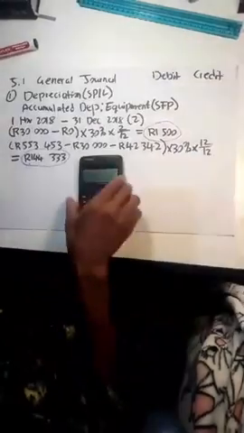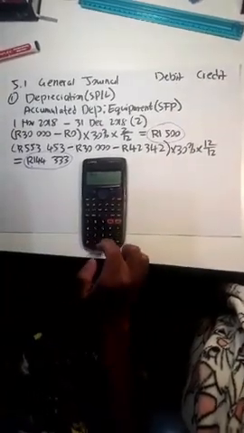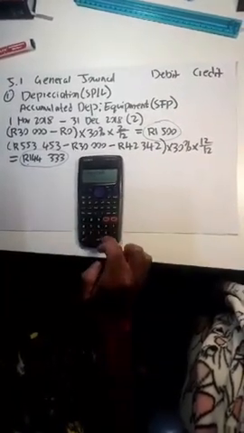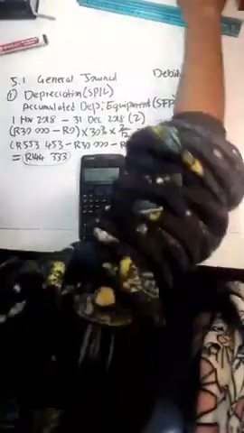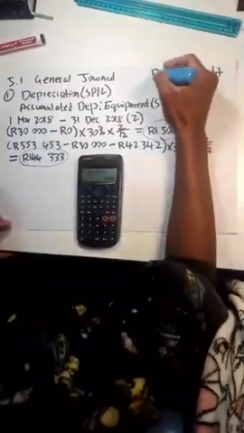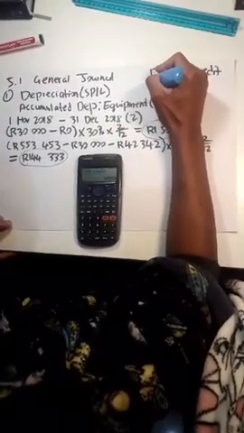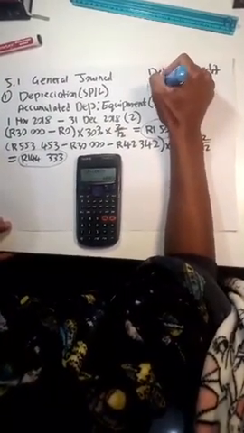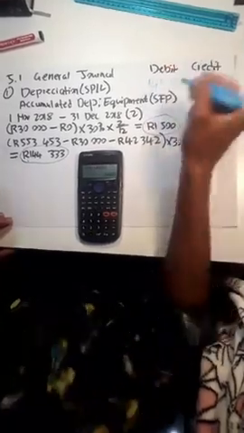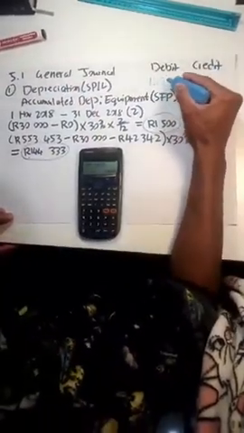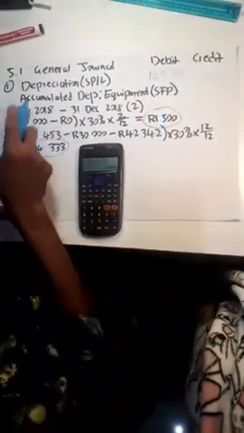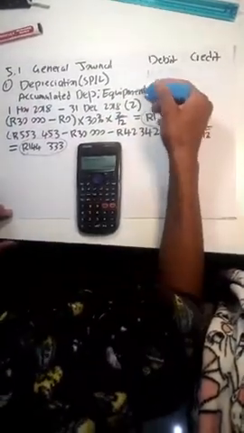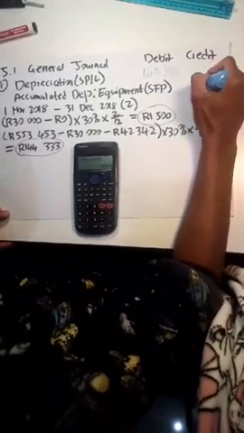And then when you add these two, you have 1,500 plus 144,333. You get 145,833. Okay, let me use a different color. Let me know if you can see this blue. So you debit your depreciation with 145,833. You credit your negative asset, which is accumulated depreciation for equipment, 145,833.